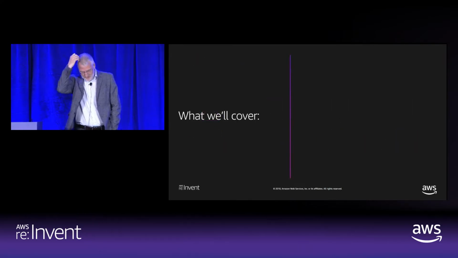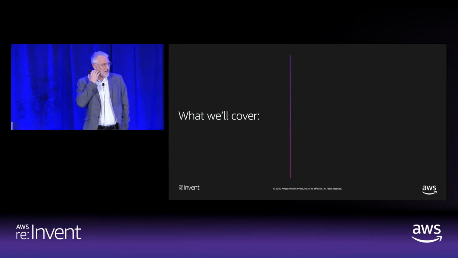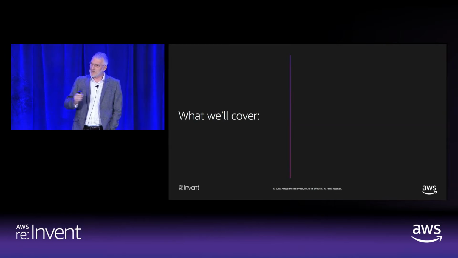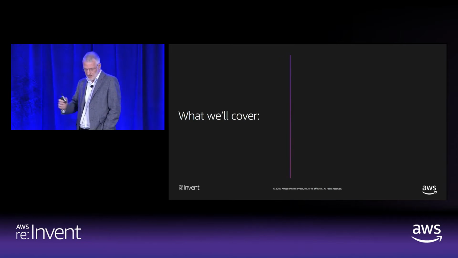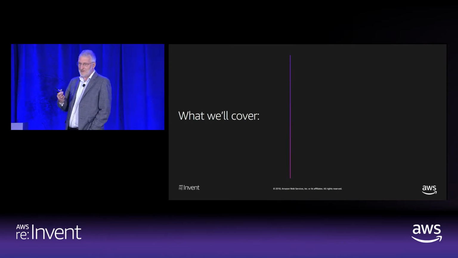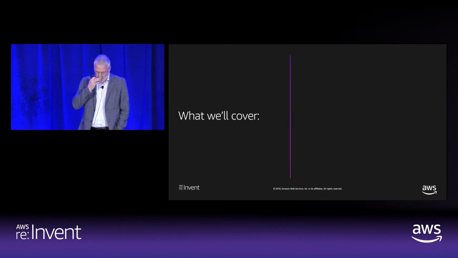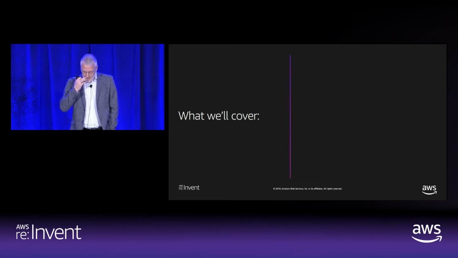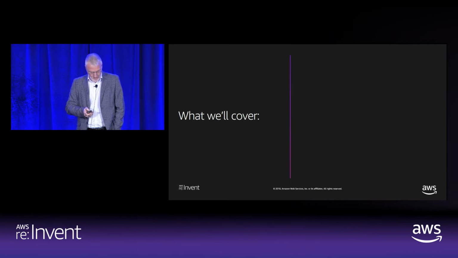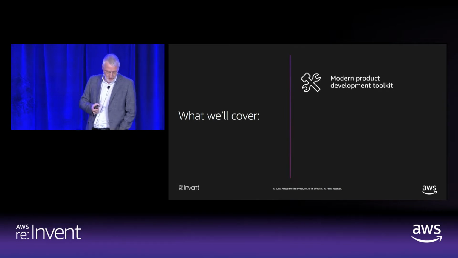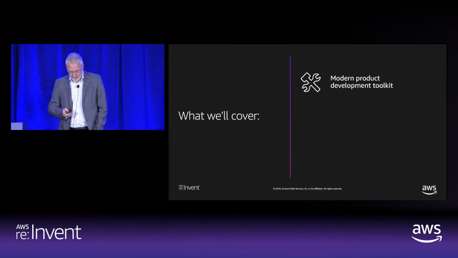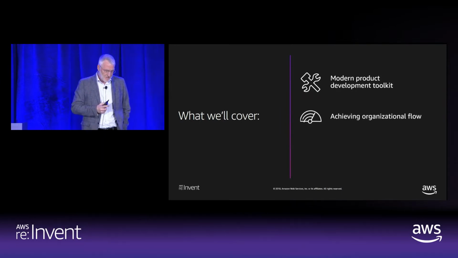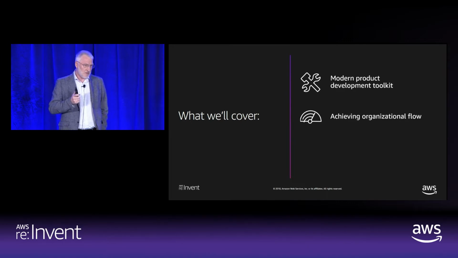So before we get started, I'd like to talk about the baseline. What are the basics of product development? I'm going to do a quick tour of what we think of as modern product development practices. First I'm going to look at the product development processes and methodologies. The second one I'm going to look at is organizational flow.